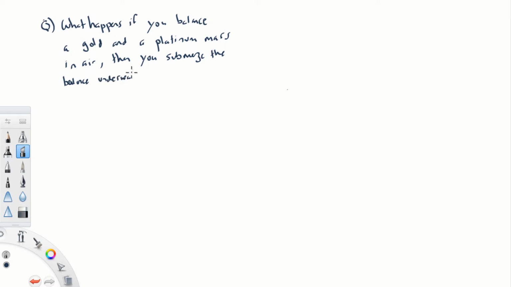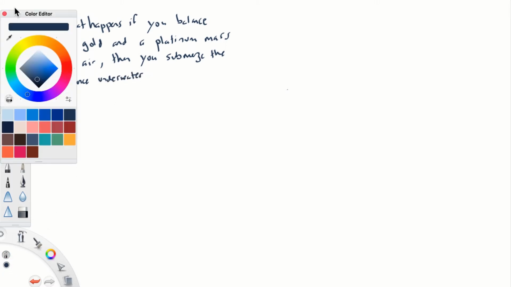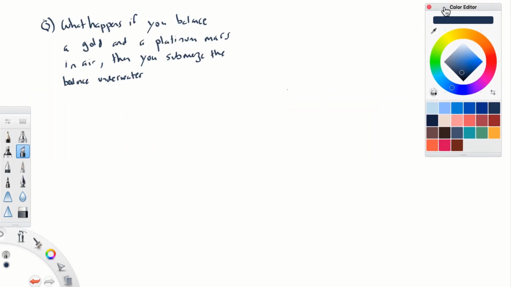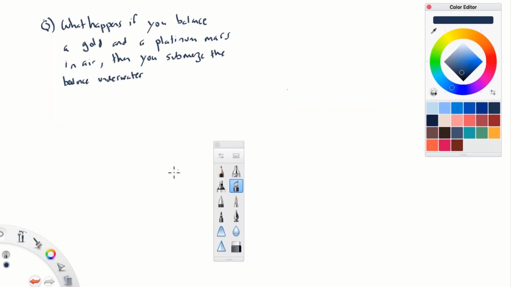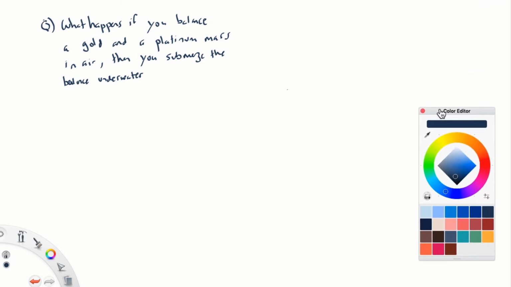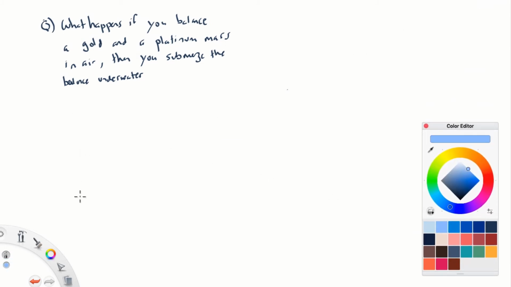So I'll draw a picture. Let's suppose we have this balance. This is just a regular laboratory balance. And we hang from one side a block of gold, and from the other side a block of platinum.